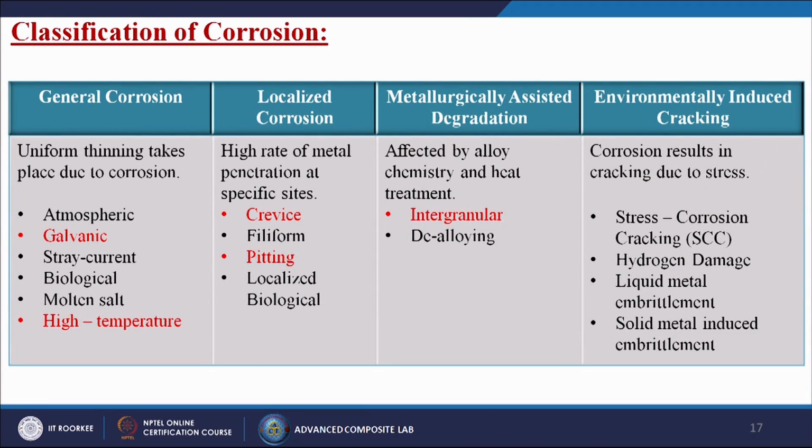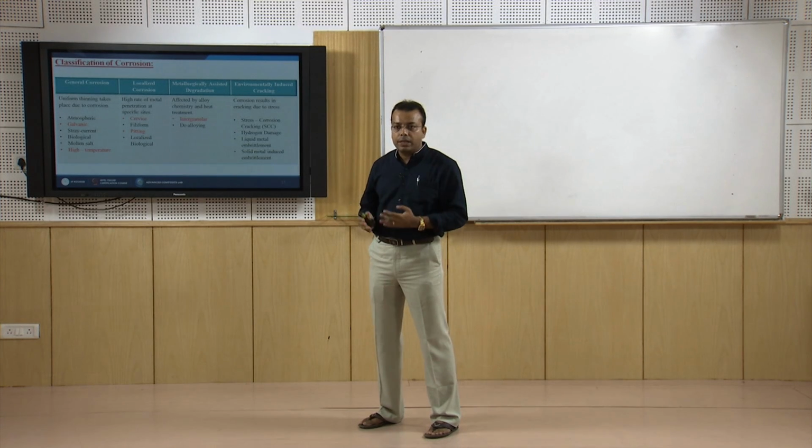Next is localized corrosion, which is a high rate of metal penetration at specific sites, such as crevice, filiform, pitting, localized biological. Then there is metallurgically assisted degradation, affected by alloy chemistry and heat treatment, such as intergranular corrosion or de-alloying. The last one is environmentally induced cracking, where corrosion results in cracking due to stress: stress corrosion cracking, hydrogen damage, liquid metal embrittlement, solid metal induced embrittlement. These are the different types of corrosion we generally face in day to day life.